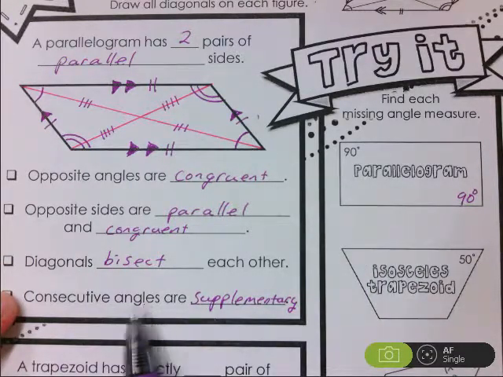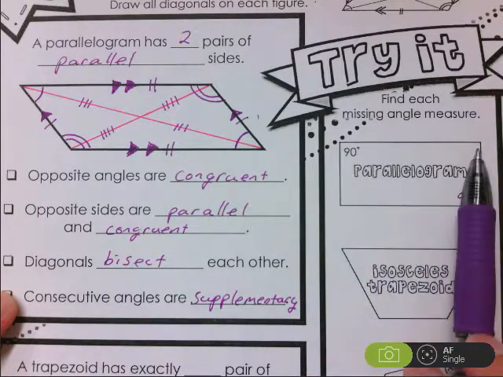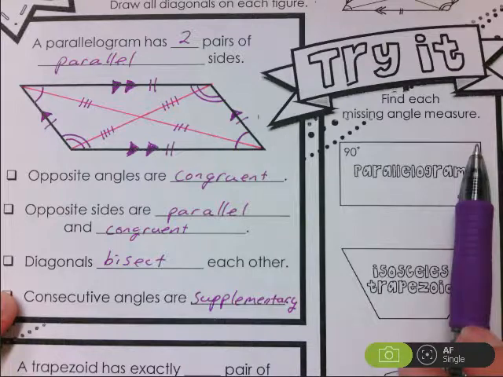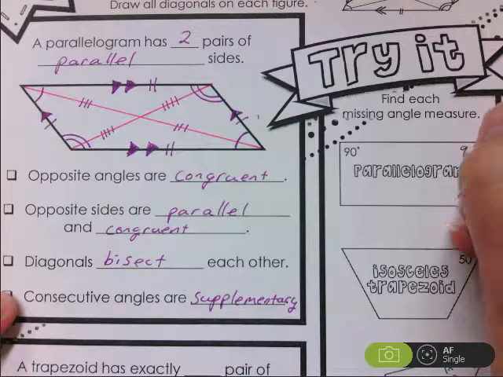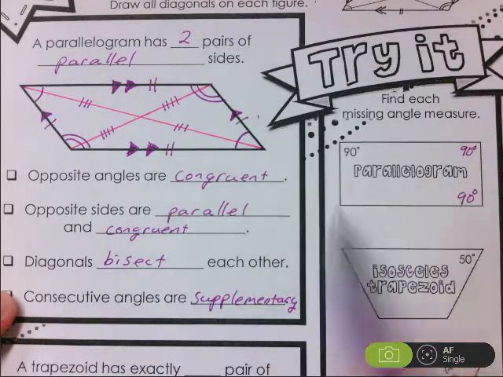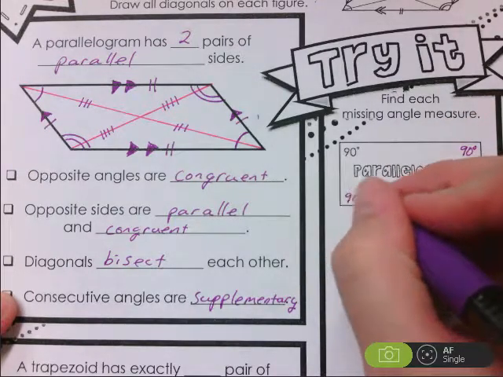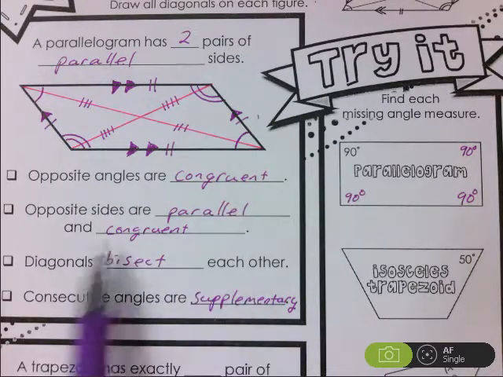Consecutive angles says they are supplementary. So consecutives means from here to this one. If I add those together, I'm going to get 180. 90 plus what would give me 180? Well, it has to be another 90 degrees. And then I know opposites are congruent, so this one would also be 90 degrees. Okay, so as simple as that. You're just going through these different properties and figuring out what those angle measurements are.